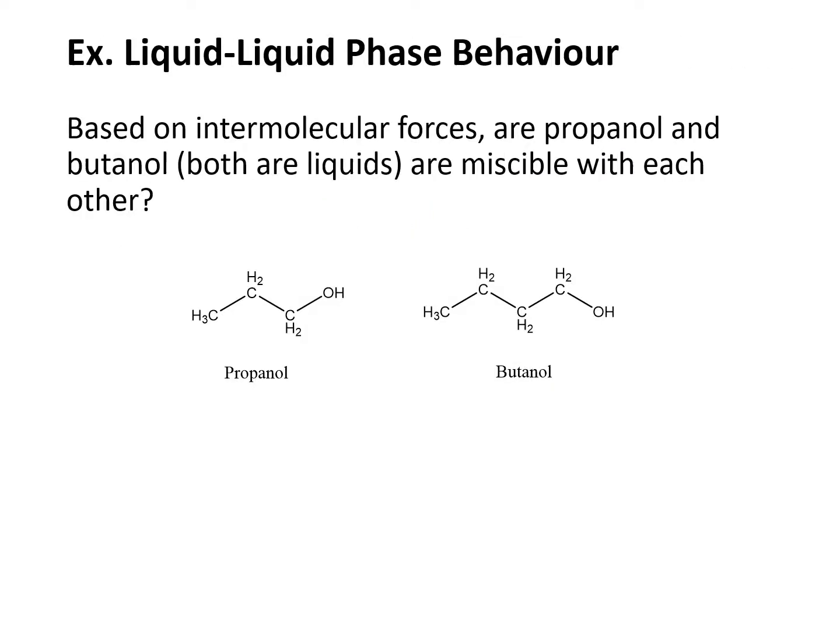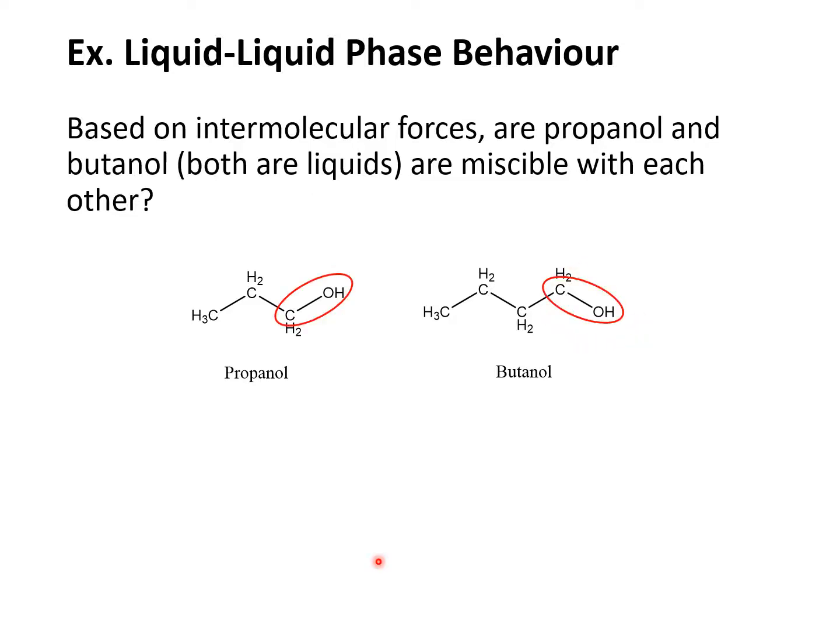In this question, we are asked to predict whether or not propanol and butanol are miscible. As we can see, both compounds have a similar chemical structure, a hydrocarbon chain for each, followed by a hydroxyl group at the beginning of each molecule.